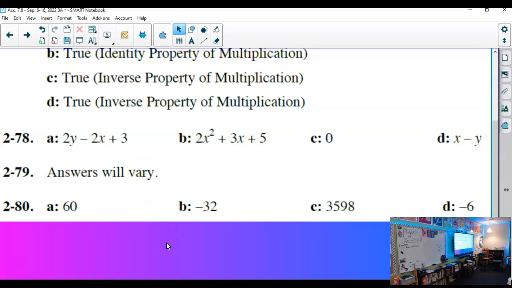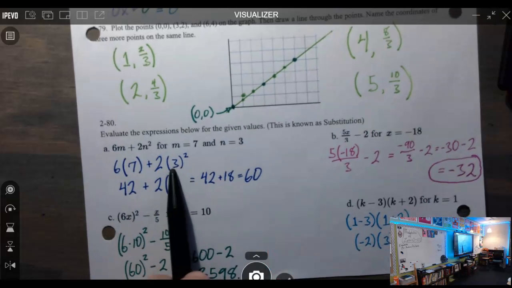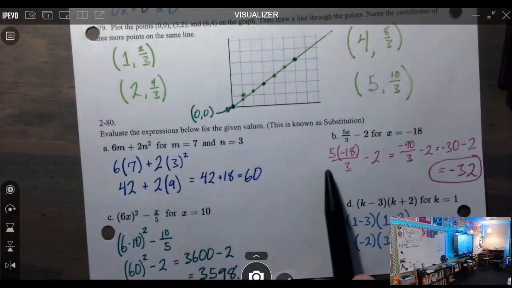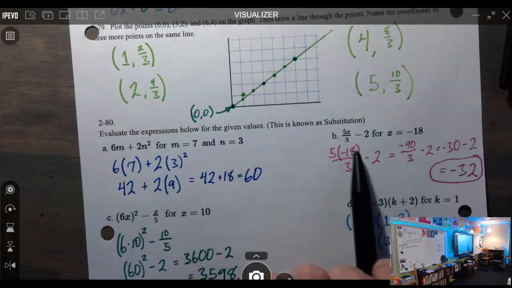And 80. We got 60, negative 32, 3,598, and negative 6. I agree with the answers they have, so if you have a different answer, we should probably check it. Isaac? Yeah, I must have A and B is just a giant outlier. On A and B, I was about to say my gut would be that you messed up on A because of the exponent, and my gut over here would say that you probably messed something up with this weird multiplication division setup.